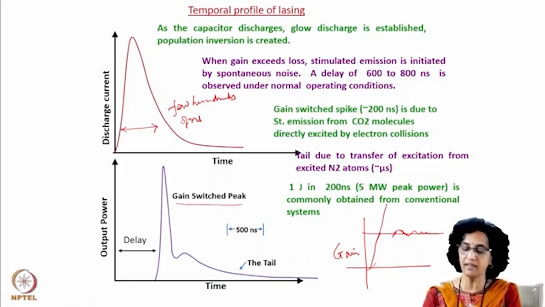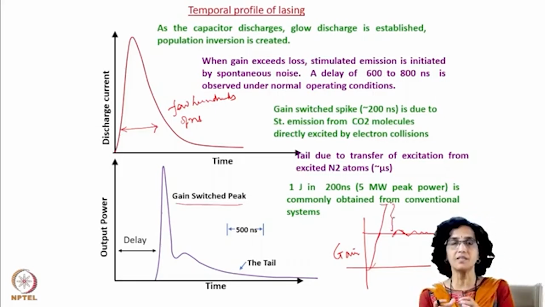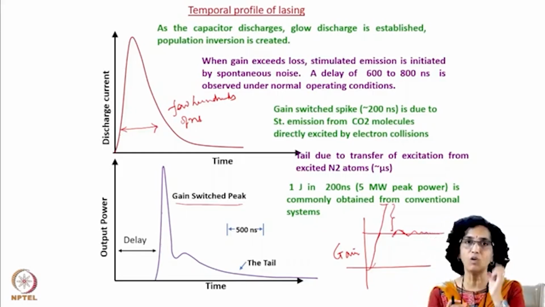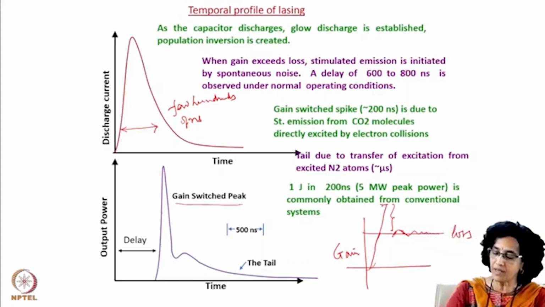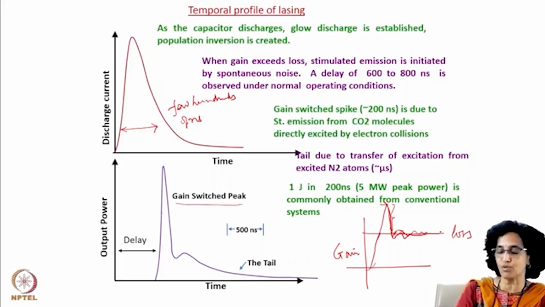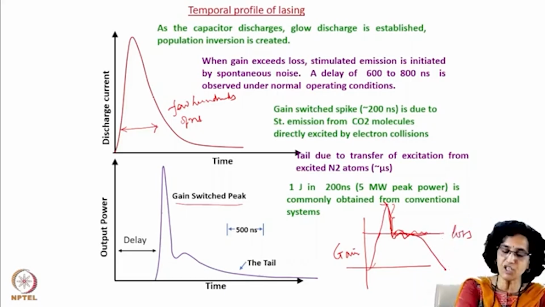So when the stimulated emission is set and it has to leach the population from the upper level to the lower level through stimulated emission, you can see that there is so much of gain above loss. And therefore, this is realized as a very sharp, high peak output that is seen here. Once the gain comes down, it again comes close to the loss line, and then it eventually falls when your inversion is killed, because our excitation pulse is long gone.